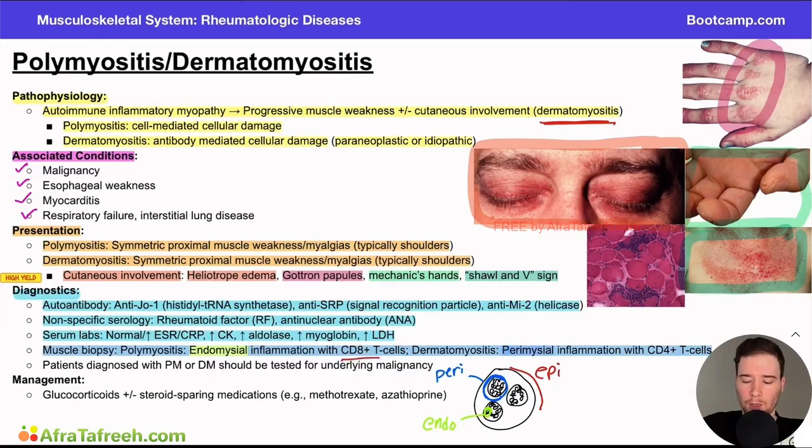Something they also like you to know is what T cell markers you would expect to see. So in polymyositis, you typically expect to see CD8. And in dermatomyositis, you're more likely to see CD4. A memory aid I use for this is that poly means many, the root word many. So I think it's more of them, right? So 8 is greater than 4. And that's how I keep these straight in my mind for test day.